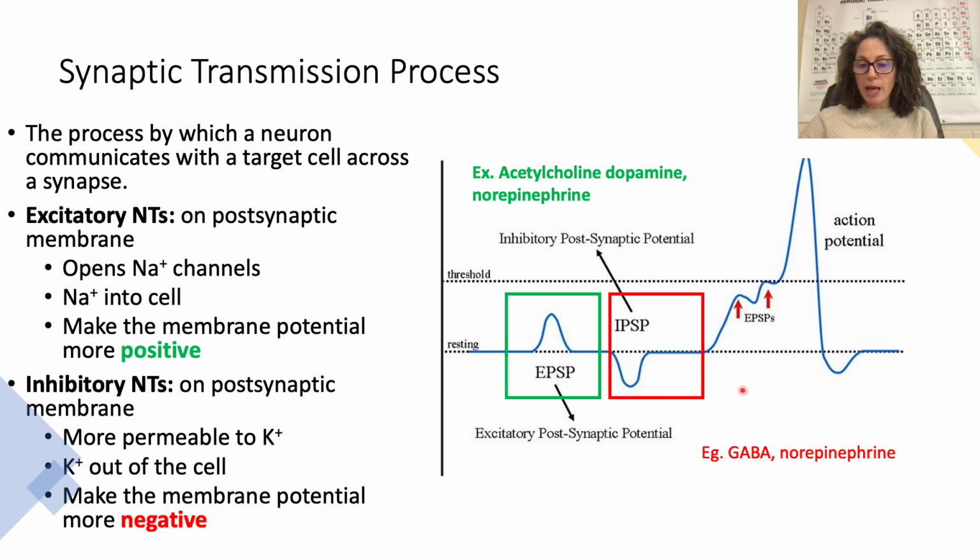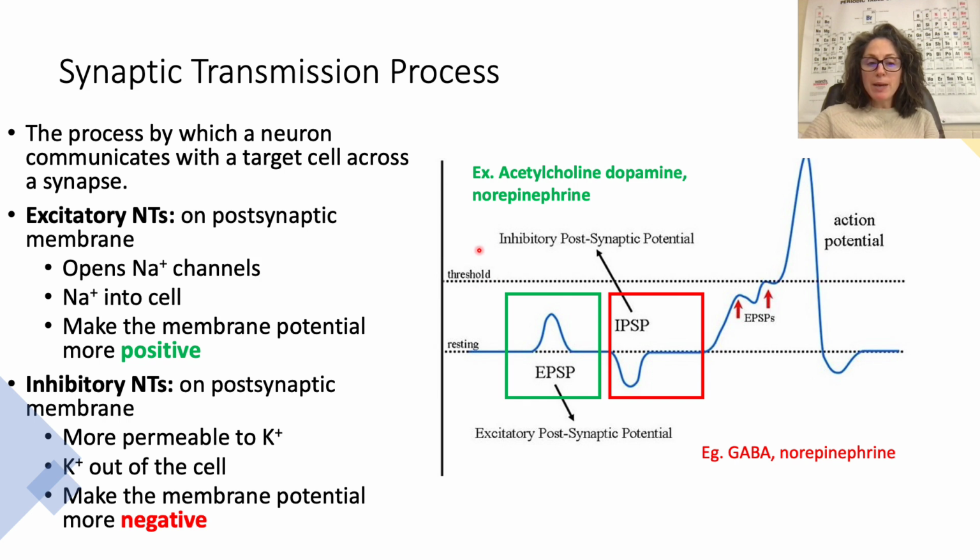And we have GABA as a poster child for inhibitory neurotransmitters. And again, we see norepinephrine. So we see norepinephrine in both, and it depends on the target cell whether norepinephrine is going to be excitatory or inhibitory. And then we see this thing called a threshold.